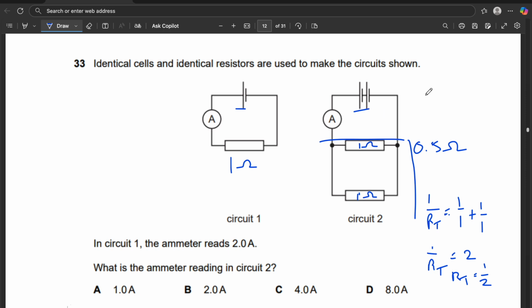So the current, according to V equals IR, when resistance decreases, current will increase. And because you have more voltage, EMF, as well, it will have the effect of 2 into 2. So we'll multiply 2 by 4, which is going to be 8 A.